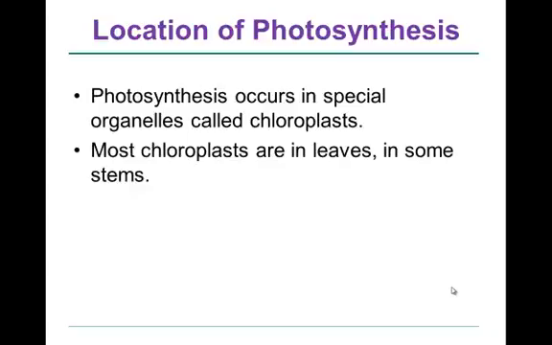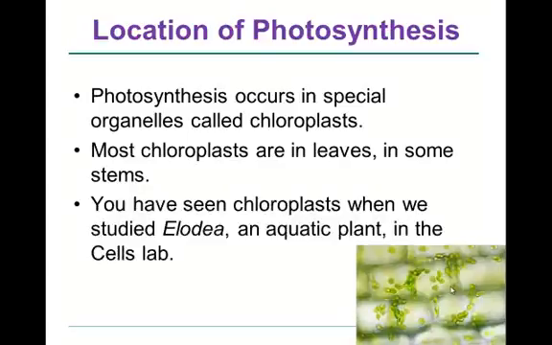You have previously seen chloroplasts in the cell lab when we looked at the aquatic plant Elodea. And down in the lower right of this screen, you can see a photomicrograph of Elodea cells, nice and rectangular with the little green discs, which are chloroplasts. And what makes the chloroplast green, of course, is the green pigment chlorophyll, which we'll learn about a little bit later in this topic. Maybe not this module, though.